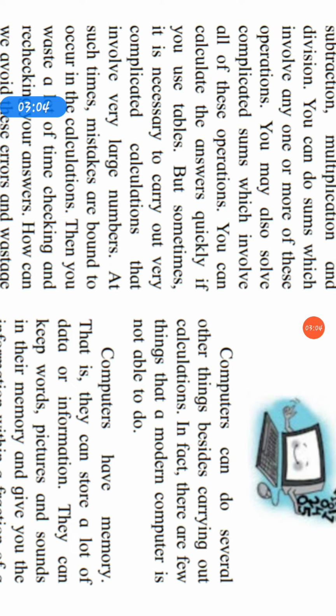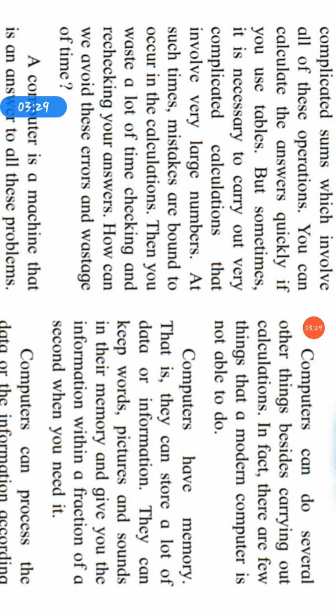As I said, you have done 3-digit numbers, 4-digit numbers and 5-digit number addition and subtraction. If I ask you to multiply a 9-digit number by an 8-digit number, it may be difficult for you. At such times, mistakes are bound to occur in the calculations. Bound to happen means extremely likely to happen. At that time, mistakes are extremely likely to happen in the calculation.